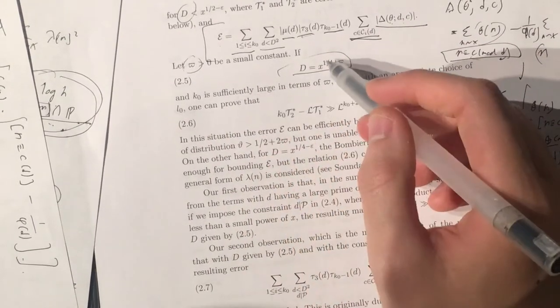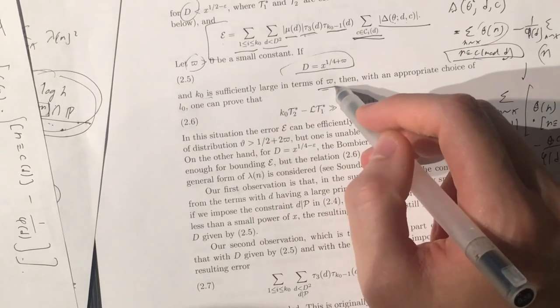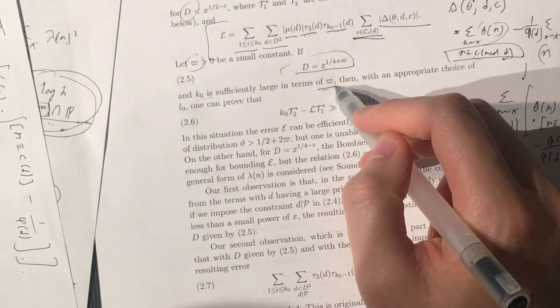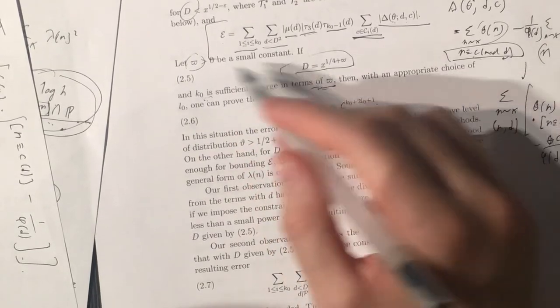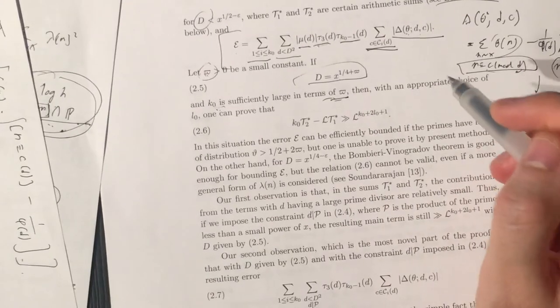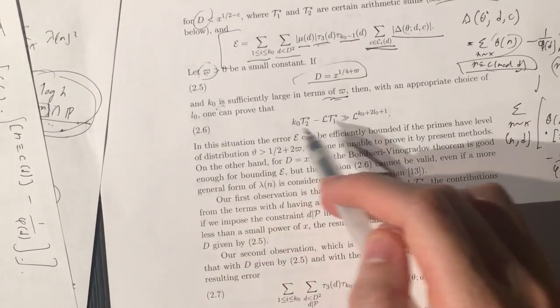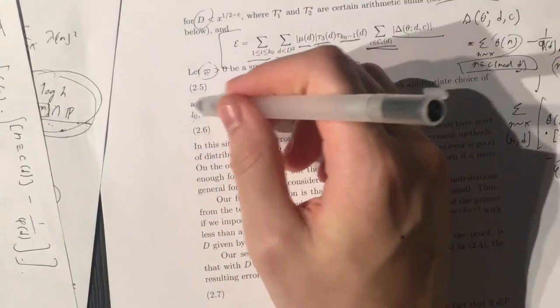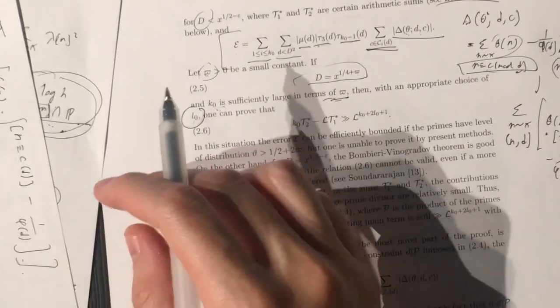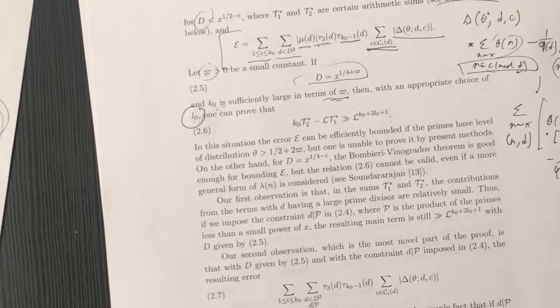D is slightly bigger than the fourth root, and k naught is sufficiently large in terms of this. What does k naught sufficiently large in terms of small constant mean? I guess it just means big. Presumably like 3.5 times 10 to the 6 is big. Prove with sufficient choice of L naught. So okay, here's where they're choosing L naught. I was slightly confused about that back on the previous page, which I left somewhere.